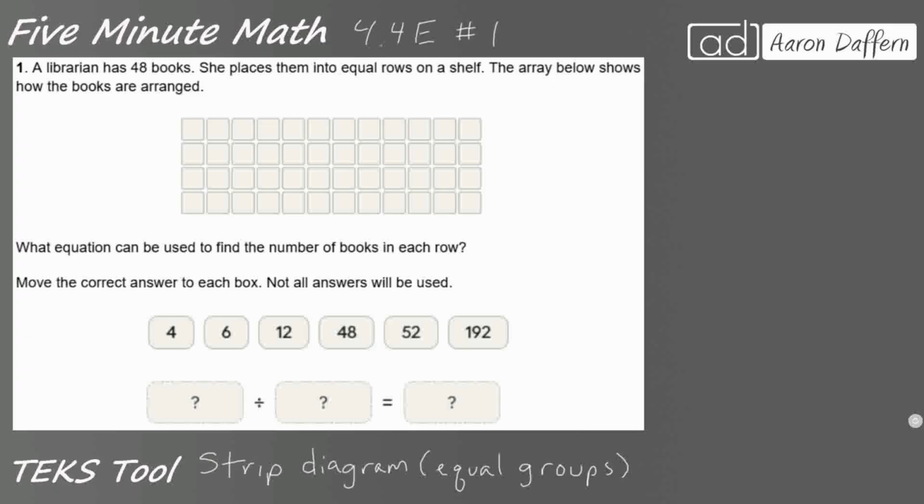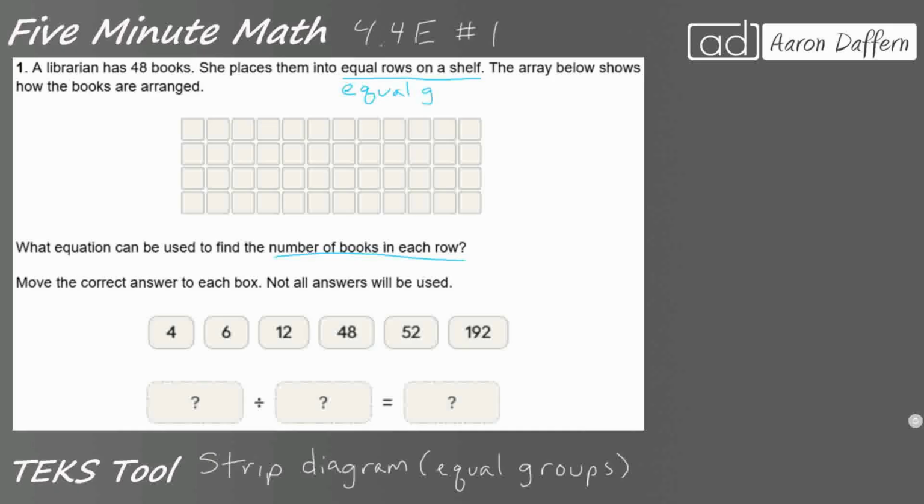So we have a librarian that has 48 books, placing them in equal rows. We need to find an equation that is specifically looking for the number of books in each row. Well, we have an equal group situation here because look what it says. She places them in equal rows on a shelf. So this is a clue that we are dealing with equal groups.